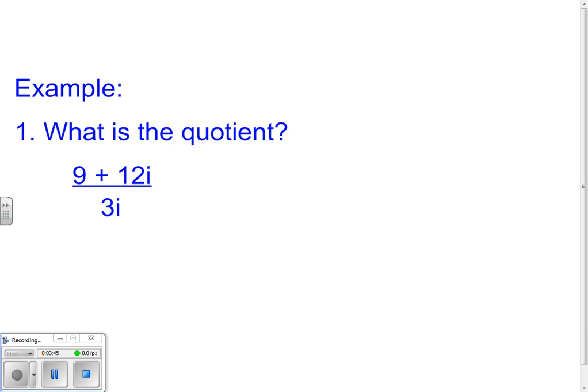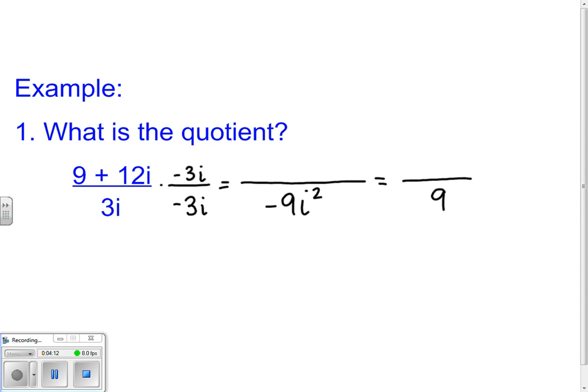So if you take a look at the first example, the issue here they want us to divide is that there is an i in the bottom. So take a look at the bottom of this fraction. It is 3i. The conjugate of 3i is negative 3i. So I'm going to multiply top and bottom by a negative 3i. You'll notice I take care of the bottom first because I make sure that the i's go away. 3i times negative 3i is a negative 9i squared, which is really 9.